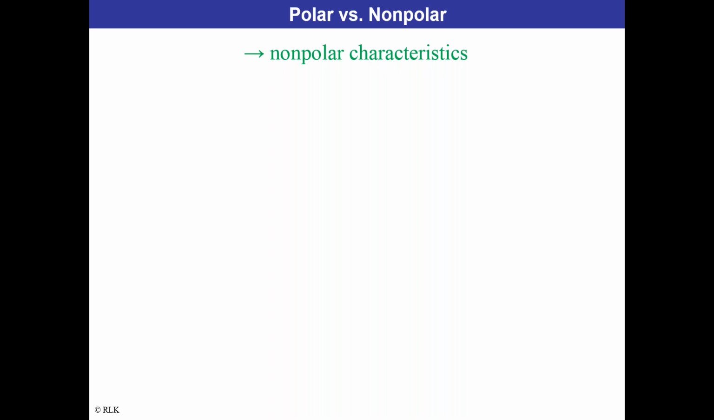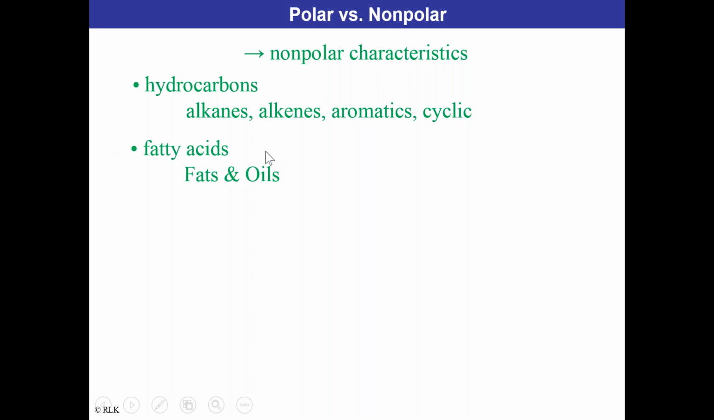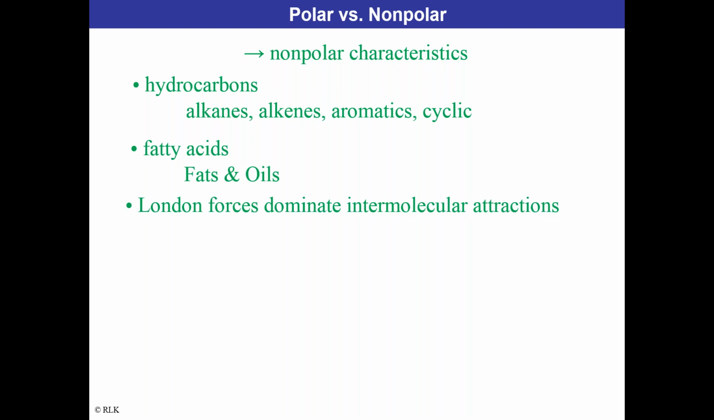So let's talk about this a little bit more. Here are some nonpolar characteristics, right? What types of molecules? Hydrocarbons, okay? Alkanes, alkenes, aromatics, cyclic structures. We had mentioned that previously. The fatty acids, what kind? Well, fats and oils. London forces typically dominate the intermolecular attractions.